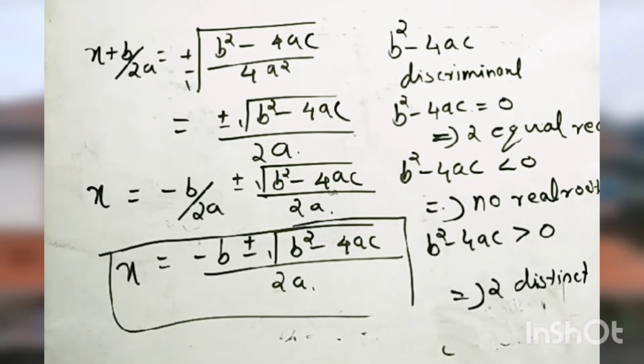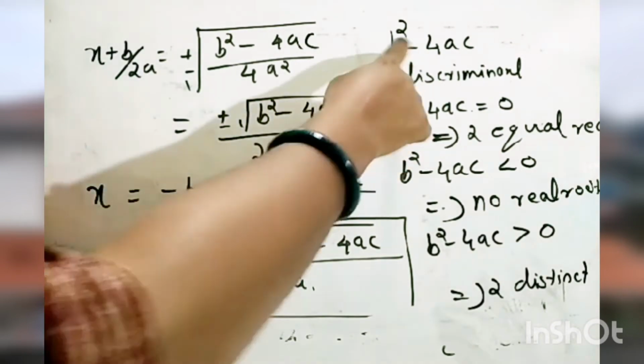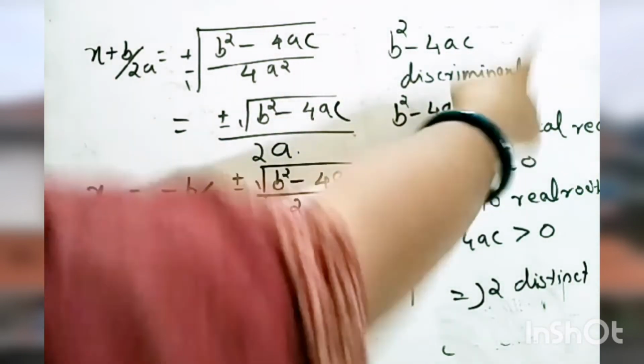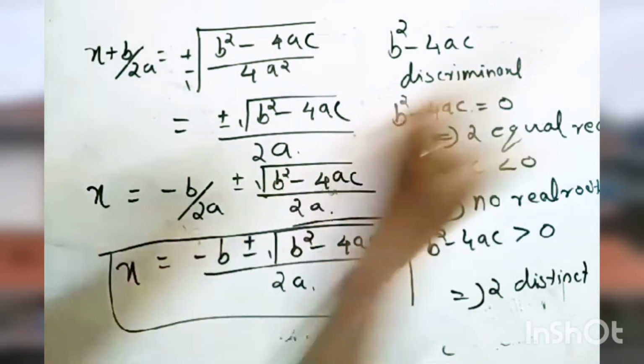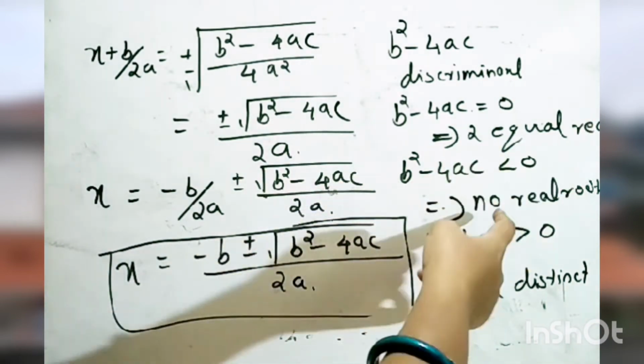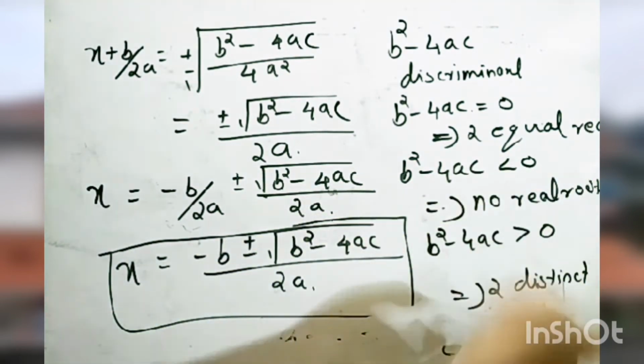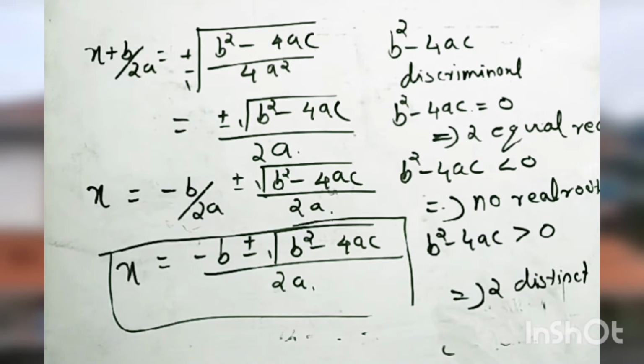If our quadratic equation is of the form ax square plus bx plus c is equal to 0, then the quadratic formula is x is equal to minus b plus or minus square root of b square minus 4ac divided by 2a, where a is the coefficient of x square, b is the coefficient of x, and c is our constant term. This b square minus 4ac is called the discriminant. If it is equal to 0, then 2 equal roots; if it is less than 0, then no real roots; if it is greater than 0, then 2 distinct real roots.